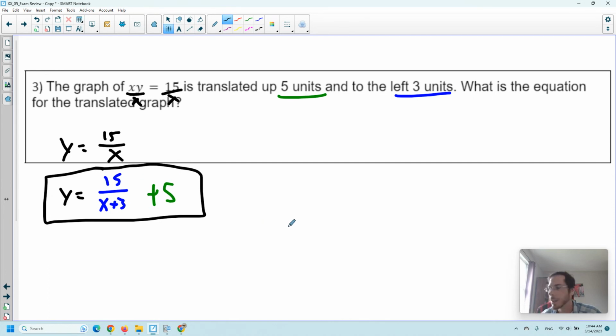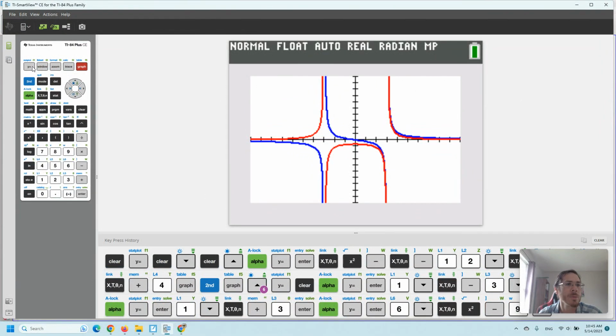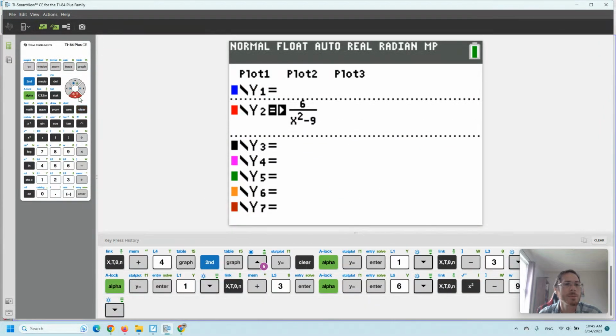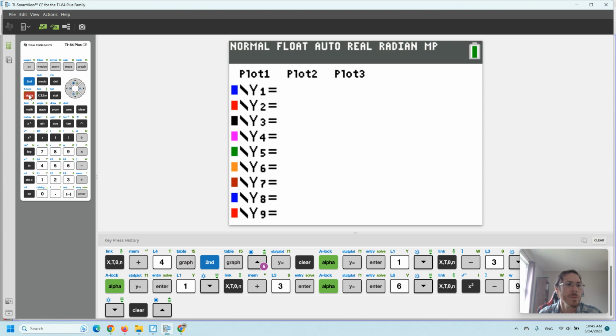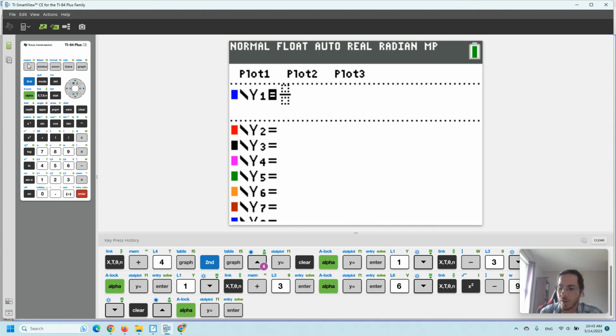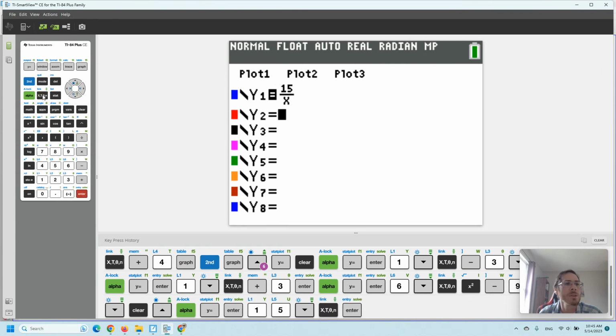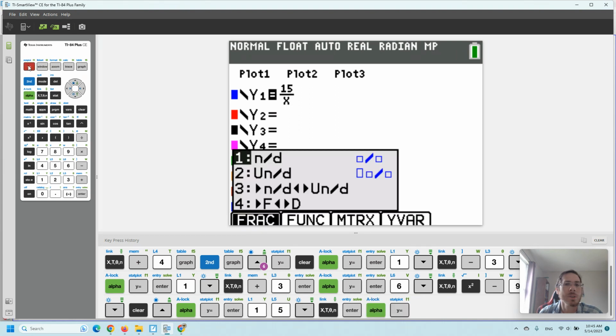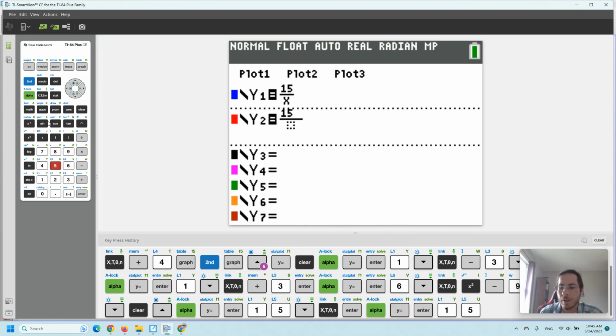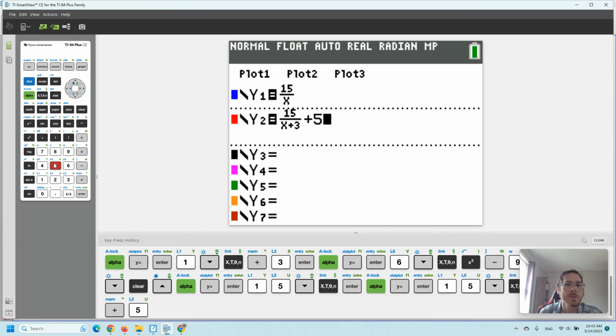Again, probably not the best one to graph because we'd have to follow the asymptotes, but we could. We could graph 15 over x and see what it looks like. So we'll go ahead and do that. Another fraction, so 15 over x. And then the other one is going to be what we think the answer is. So we predicted the answer was going to be 15 over x plus 3 and then plus 5.